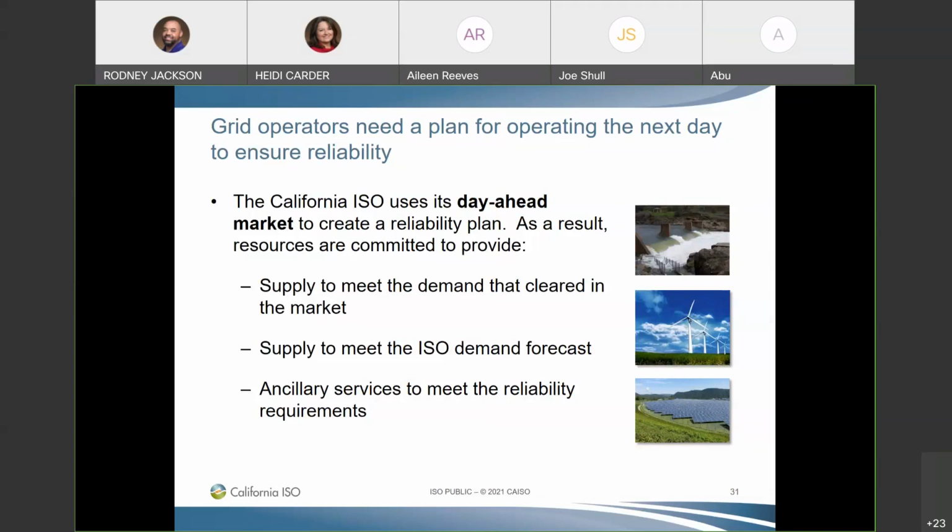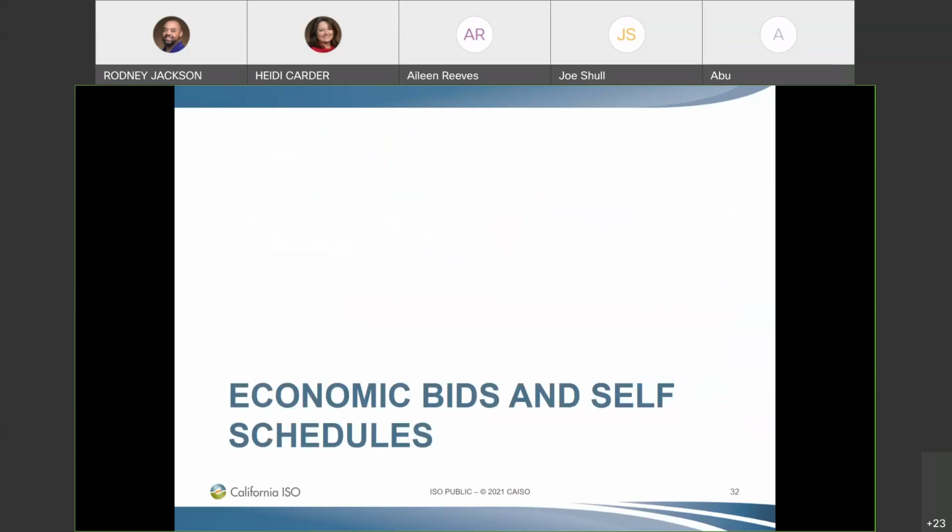So now in order for us to understand that more, we really need to talk about economic bids and self schedules. But before we get to that, let me pause here because we went through quite a bit of information with the RUC and the market power mitigation. So I'm going to pause for questions and see what questions we have.